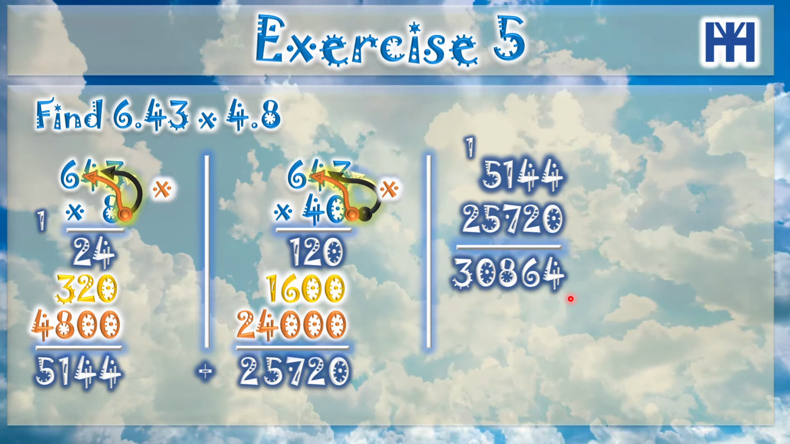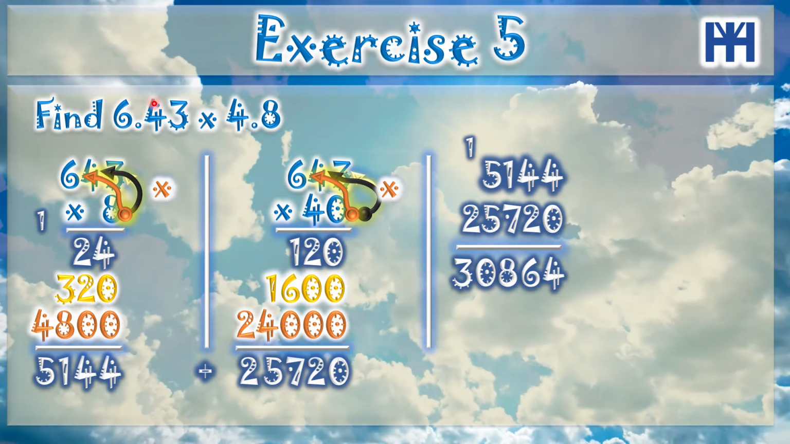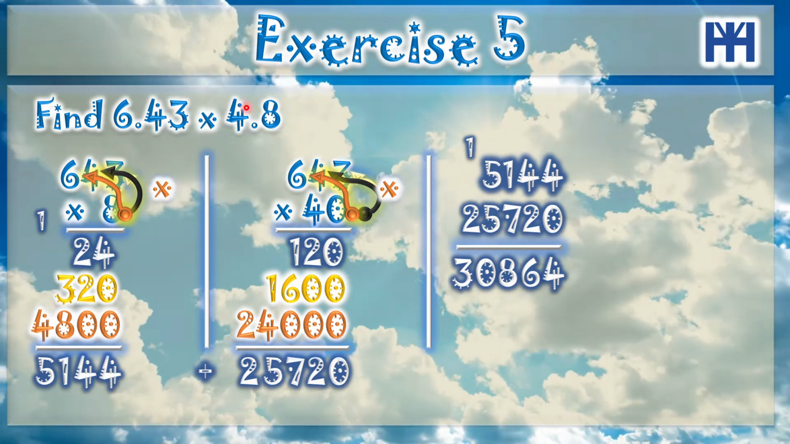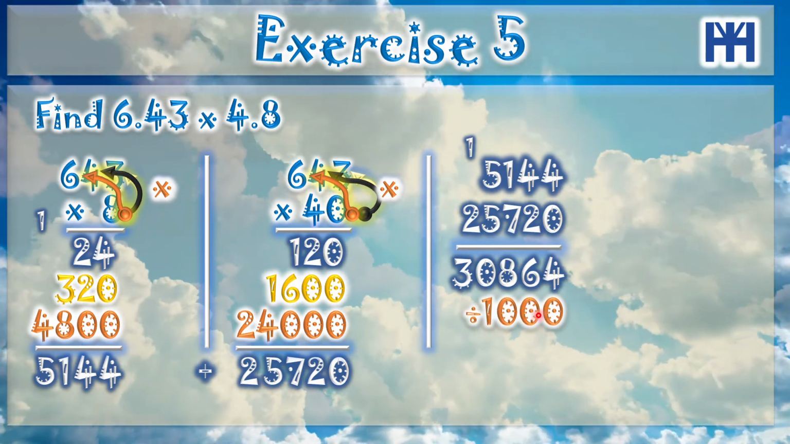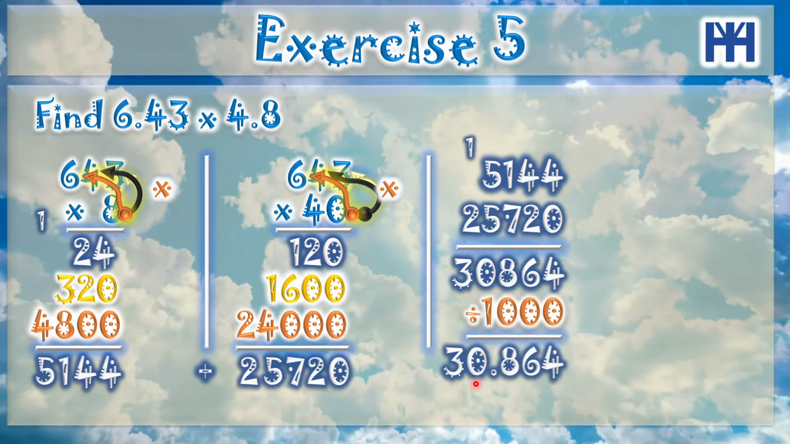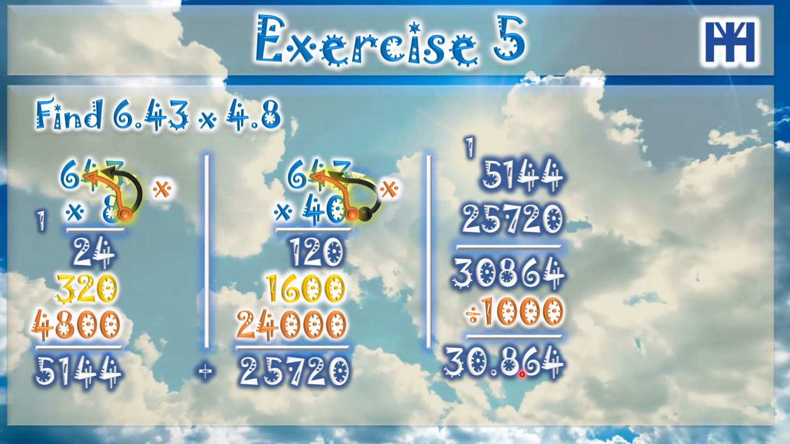Okay, so the only thing left here is to count these numbers. 1, 2, 3 is the numbers after the decimal, so they are 3, so we must divide by 1000. So the answer is 30.864.